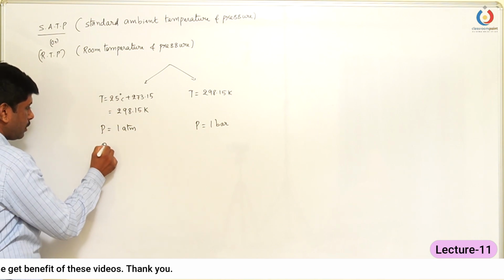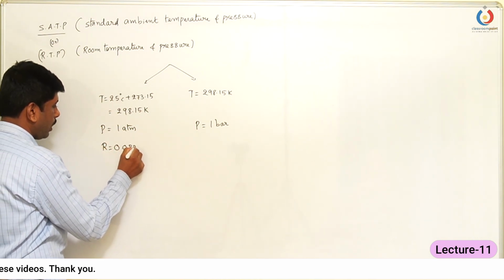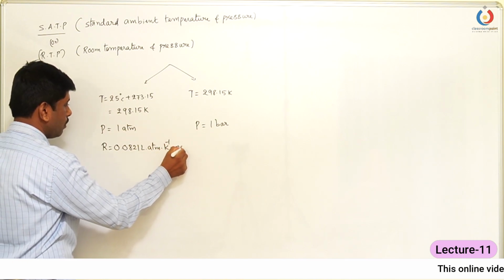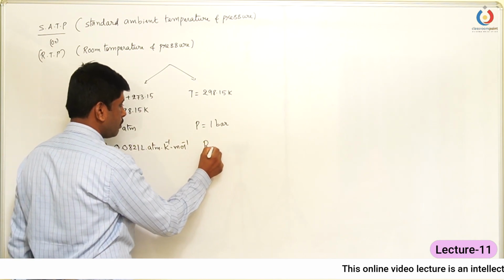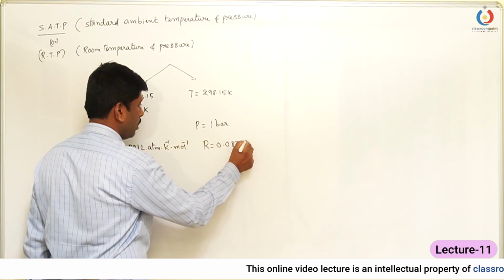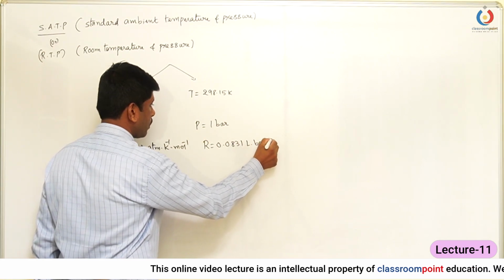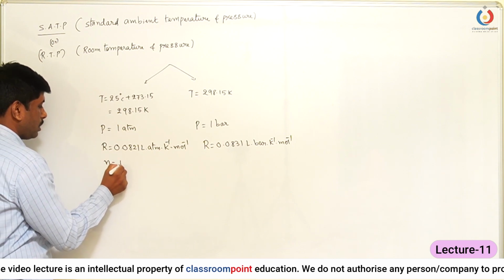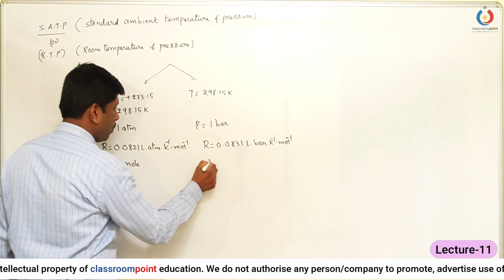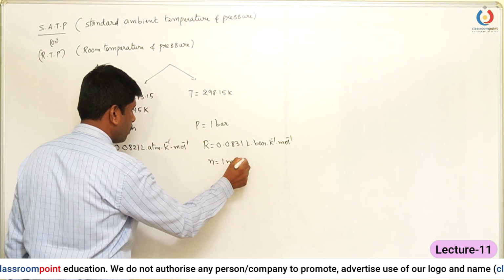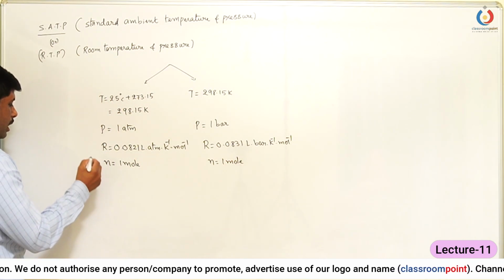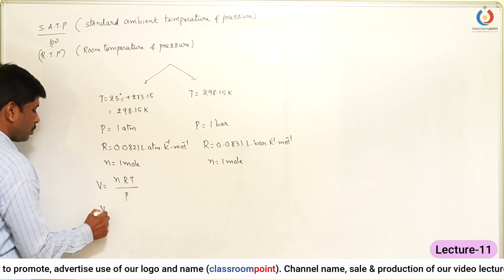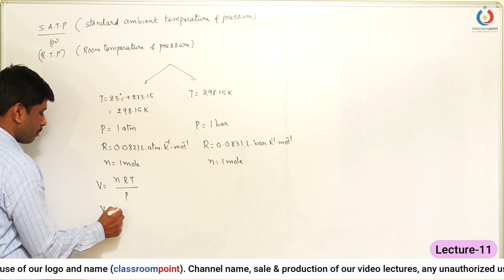So the R value here is 0.0821 liter atmosphere per Kelvin per mole, and here it is 0.0831 liter bar per Kelvin per mole. Again, the number of moles of the gas is always equal to 1 mole here. These calculations are for 1 mole only. So when you apply the ideal gas equation, V equals nRT by P.